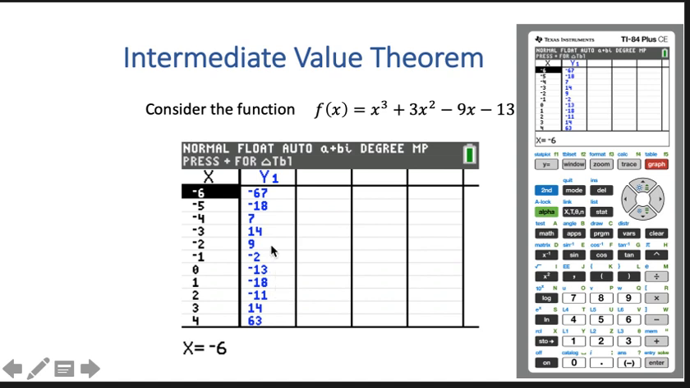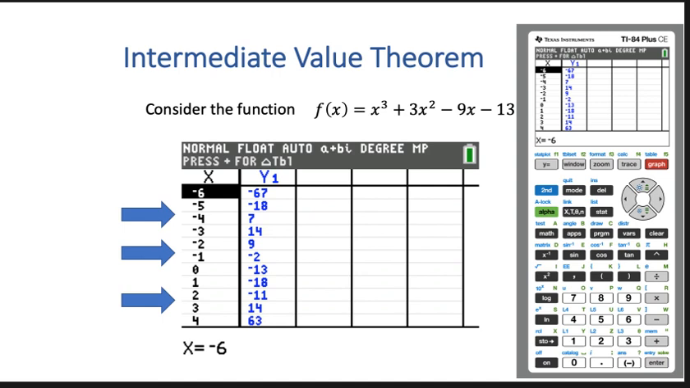Now, what I'm looking for in this Y column are sign changes. So where does the graph change from being negative to positive? We already identified that there is a 0 between negative 5 and negative 4. We did that on a previous screen. Now, where else is it going to happen? Well, it happens here between negative 2 and negative 1, and it happens here between 2 and 3.